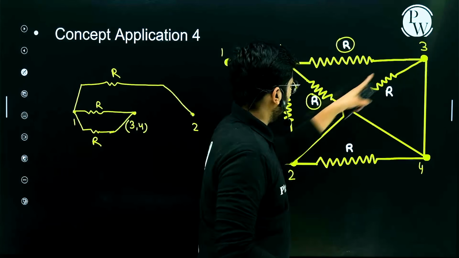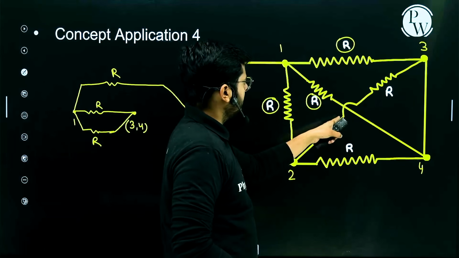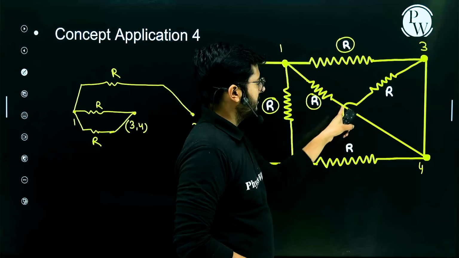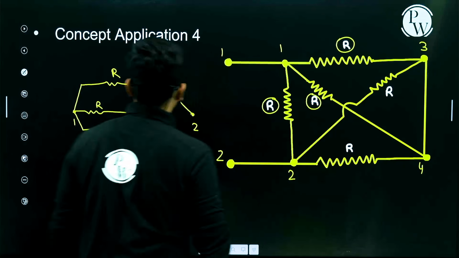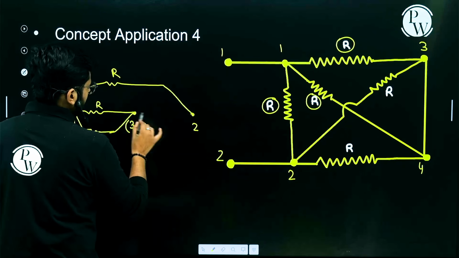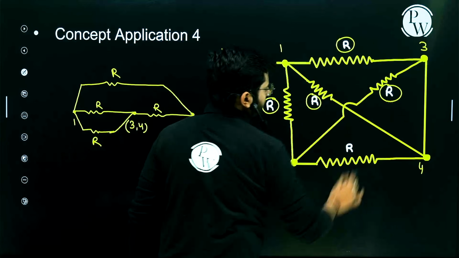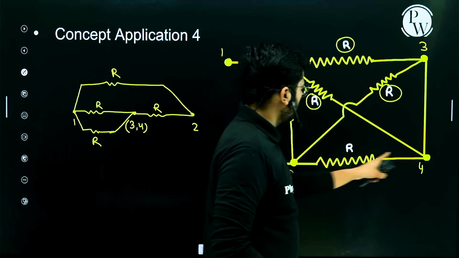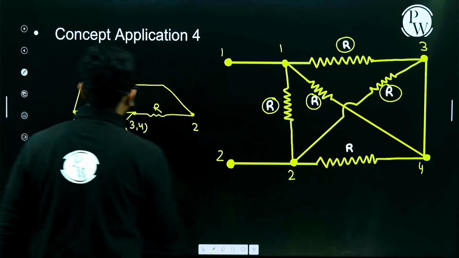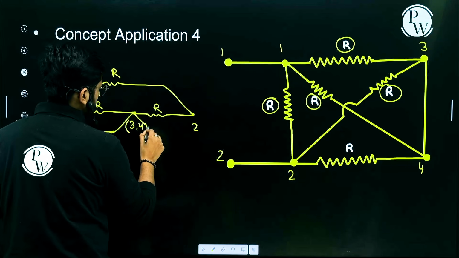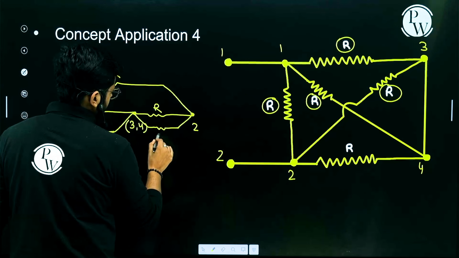Between 3 and 2 another resistance R is there. They are not connected. You see that it is jumped over. Between 2 and 3 this is another resistance R, right? This is also taken care of, right? And at last, between 2 and 4 another resistance R is there, like this, right?